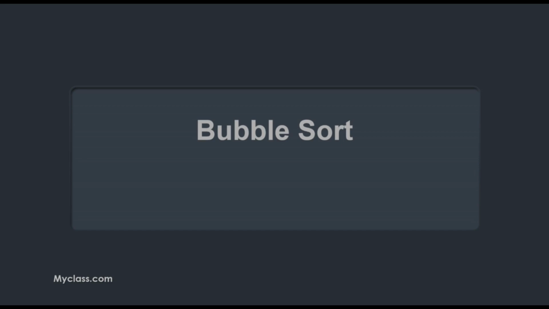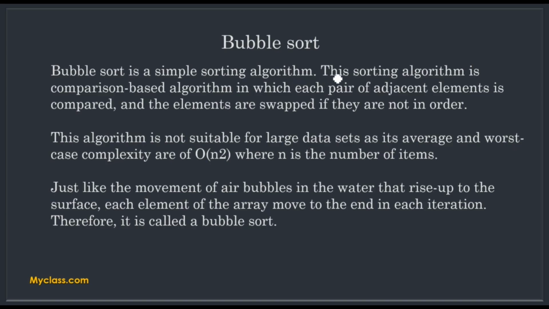Our topic, bubble sort, one of the simplest sorting algorithms. Let's start. Bubble sort is a simple sorting algorithm. This sorting algorithm is comparison based, in which each pair of adjacent elements is compared and the elements are swapped if they are not in order. We are comparing adjacent pairs of elements and if required, swapping. If they are not in order, the elements will be swapped. That is the technique of bubble sort.